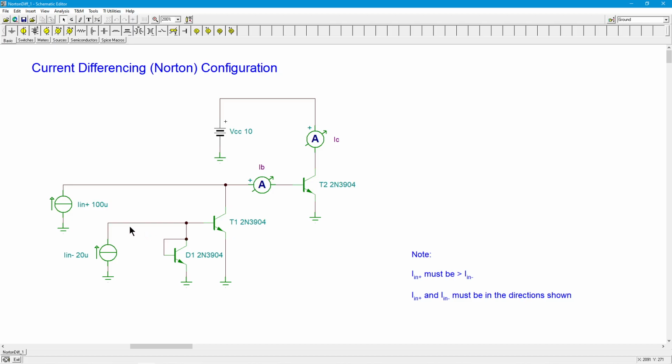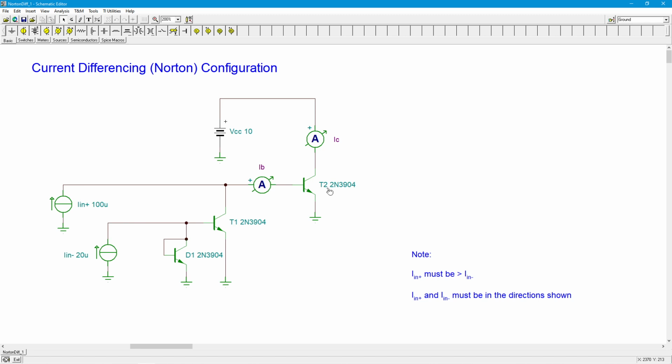Notice the direction, right? The current coming in is going down like this. We're going to pull current down. So that current literally gets subtracted from In plus. So I've got 100 mics coming in over here, 20 mics coming in being mirrored. So I'm going to subtract the 20 mics. And what we should have is the input base current for T2 would be the difference, or 80 microamps.